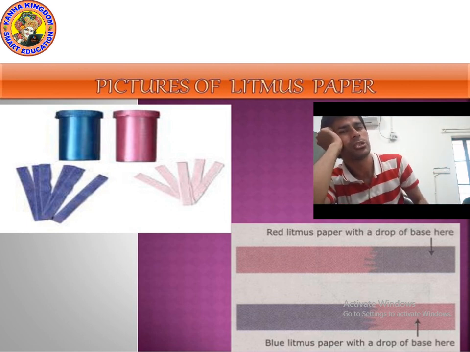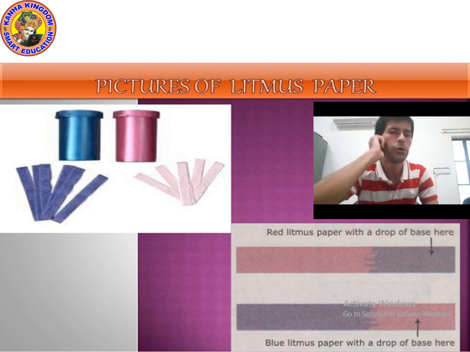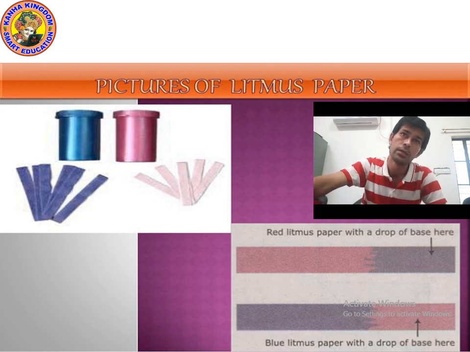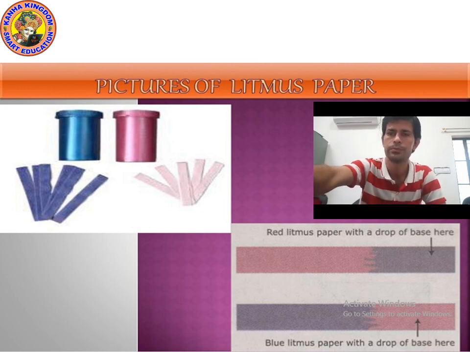So this is the picture. I hope that you understood that natural indicators are used to test whether a substance is acidic or basic in nature. Now we will start neutralization. Okay, let's move on to the next part.